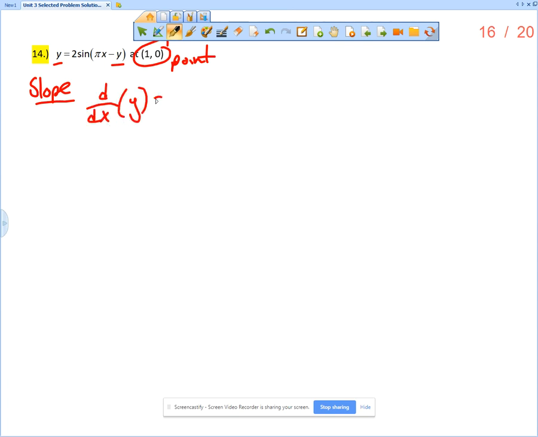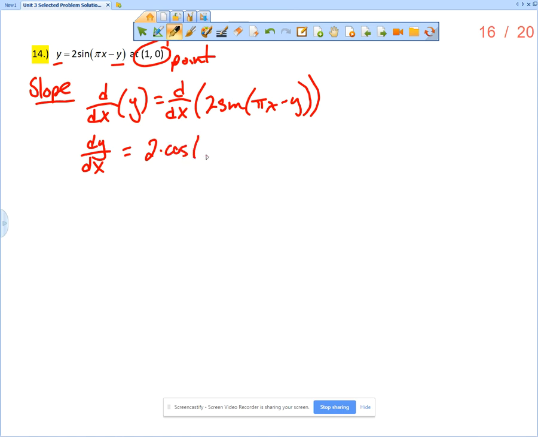So the derivative with respect to x of y on the left side, and the derivative with respect to x of 2 sine of pi x minus y on the right side. On the left side, the derivative of y with respect to x is just dy/dx. On the right side, I have 2 times sine of pi x minus y. The derivative of sine is cosine of pi x minus y times the derivative of pi x minus y. What's the derivative of pi x minus y? The derivative of pi x is just pi, minus the derivative of y, which is dy/dx.